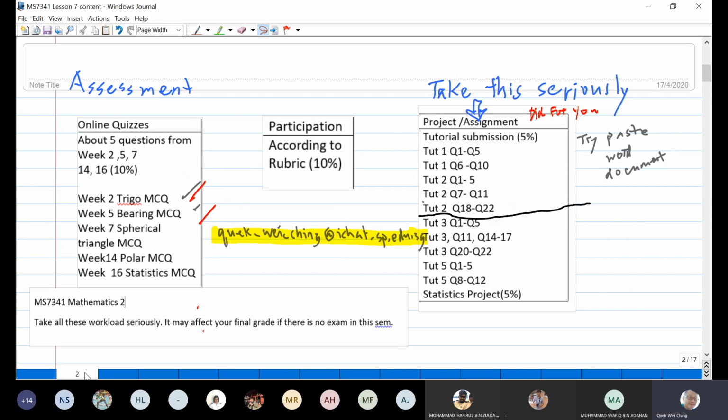So we have finished 2 quizzes in term 1. Although I did not ask you to do a quiz on the spherical thing, never mind, this is not important. So there are 2 more quizzes, on polar, on graph, and then statistics. And then for the tutorial, you see that the tutorial 3 there.